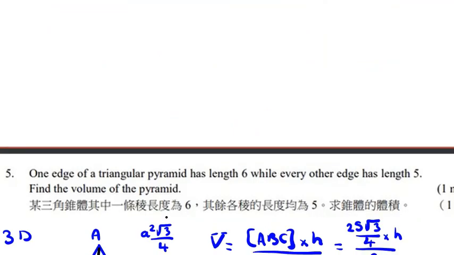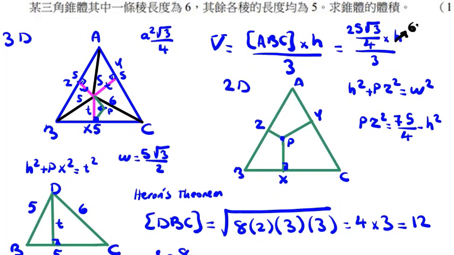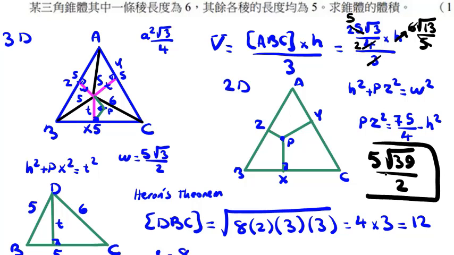6 root 13 over 5. So here, 6 root 13 over 5. It will be what? We divide this and this. 1, 2, and also this 3. So it will be what? This 5, 5, it will be 5. And it will be what? 5 root 39. Let me write the answer here. 3 times 13, 39 over 2. So the last answer is equal to this.